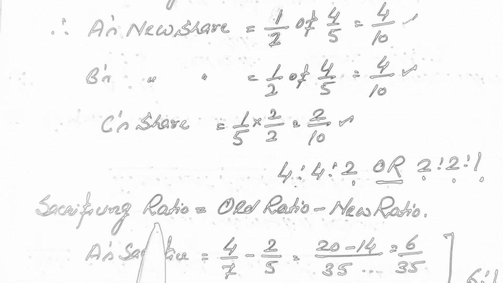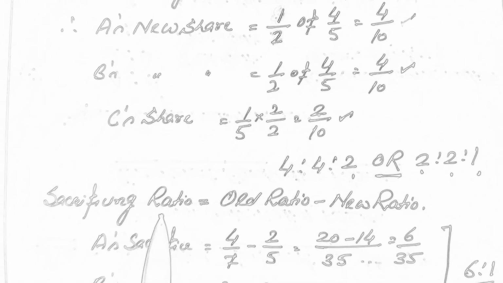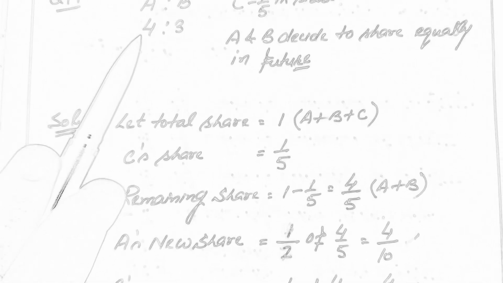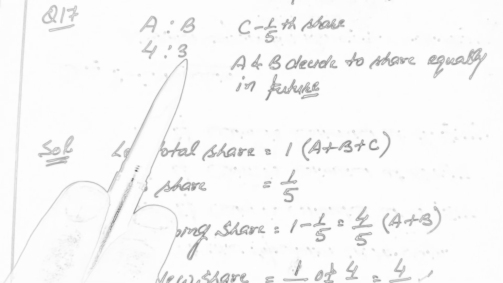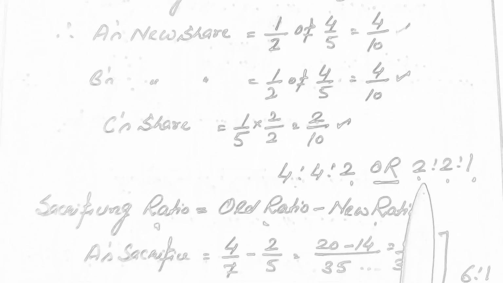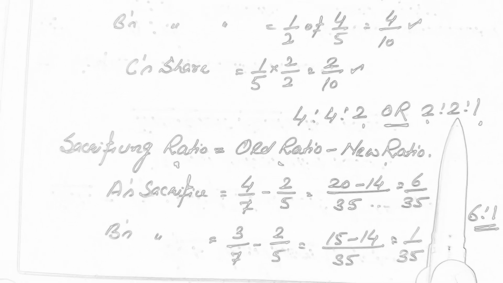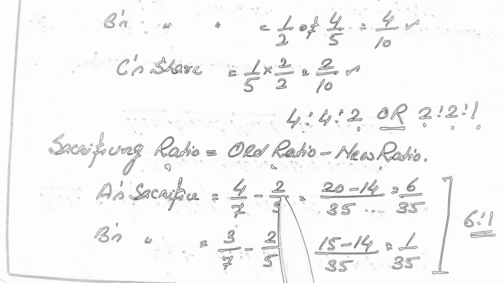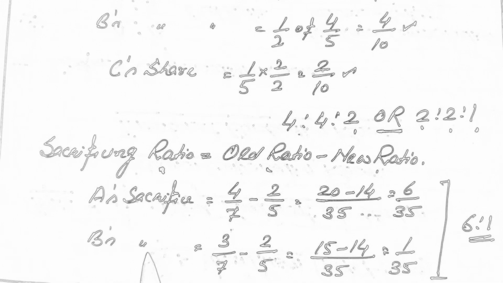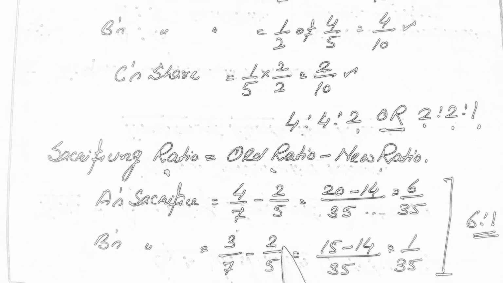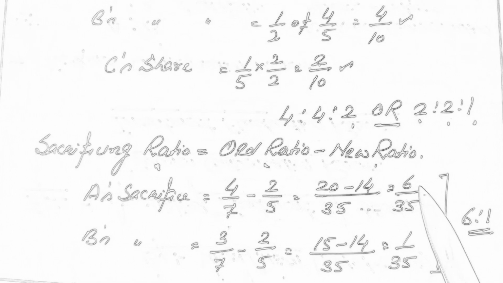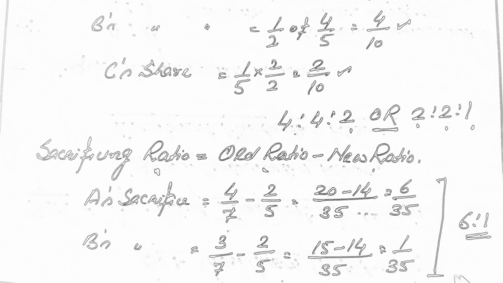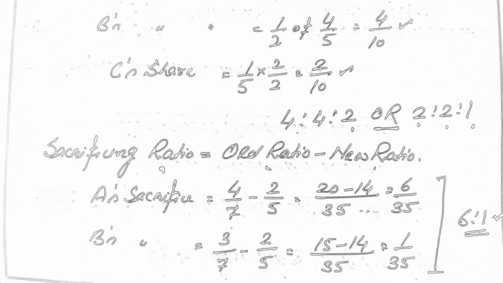Now to find the sacrificing ratio, we will apply the formula old ratio minus new ratio. Here A's old ratio is 4/7 and B's old ratio is 3/7. Their new ratio is 2/5 and B also 2/5. Therefore A's sacrifice is old 4/7 minus new 2/5, and B's sacrifice is old 3/7 minus new 2/5. It will be 6/35 and 1/35. So the sacrificing ratio will be 6:1.